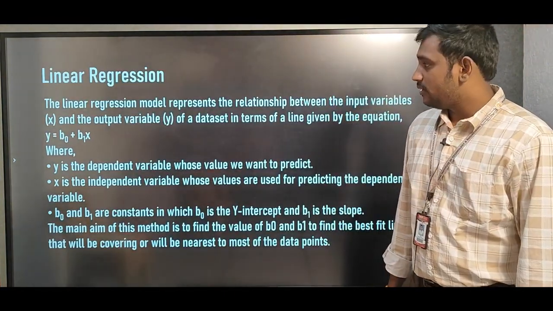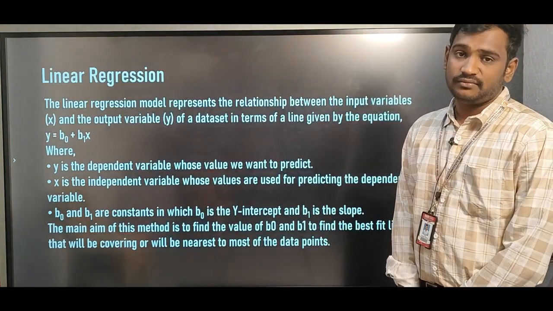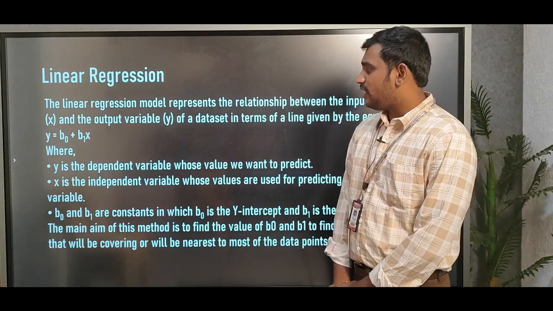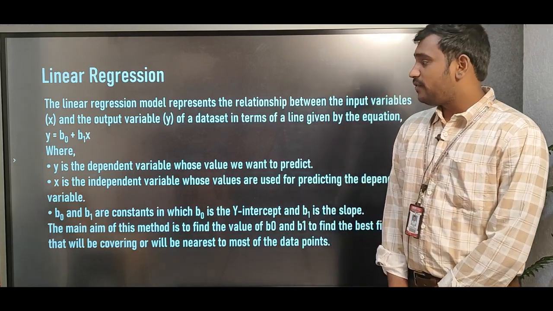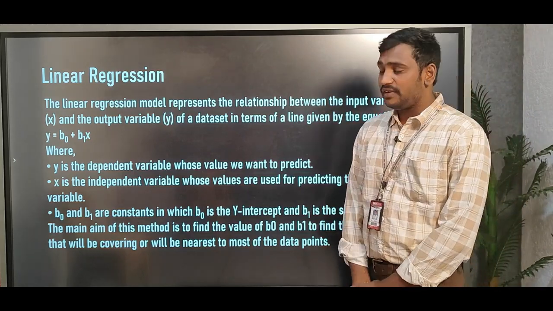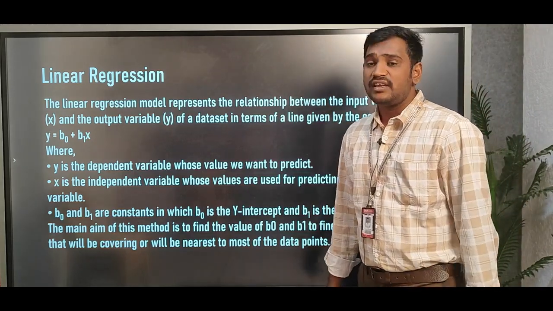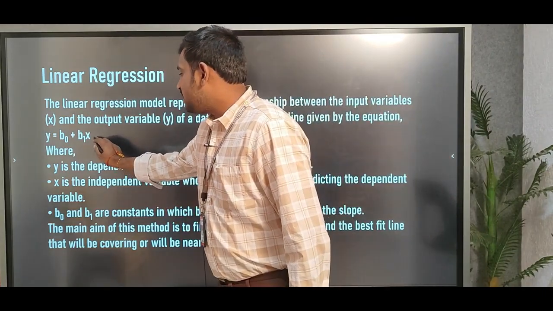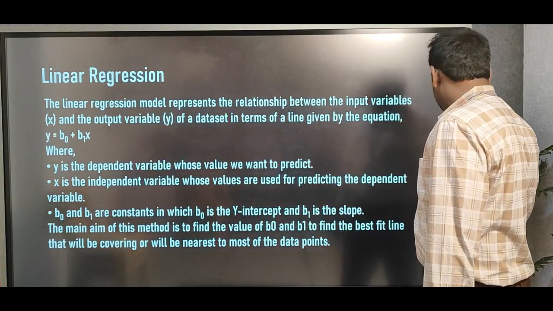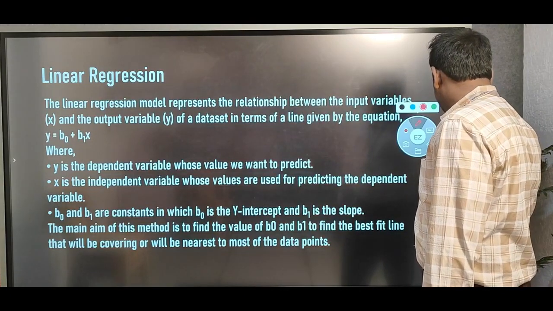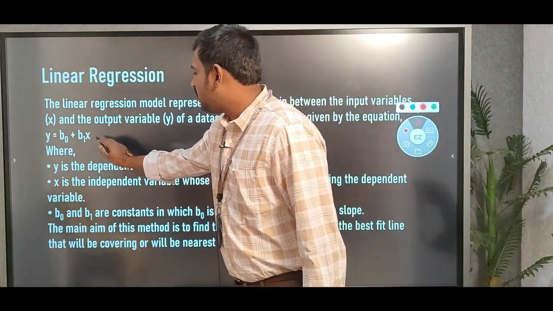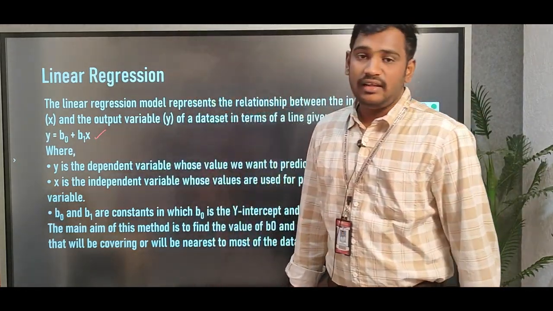So here it is, linear regression. The linear regression model represents the relationship between input variable x and output variable y of a data set in terms of a line given by the equation. So what is the equation given by linear regression? Y equals b0 plus b1 into x. This is the equation given by linear regression.